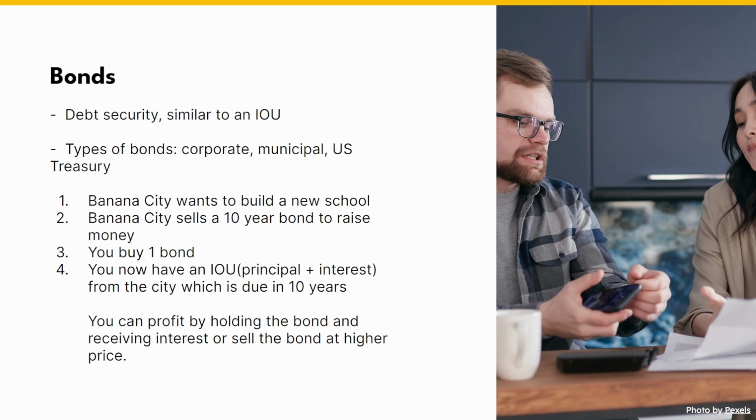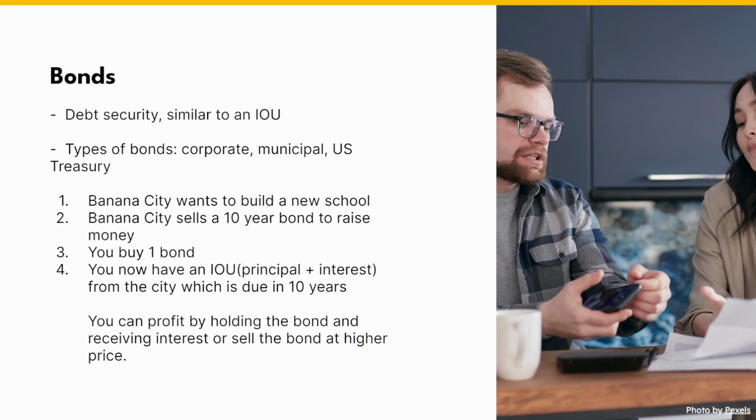Let's discuss what corporate bonds are. Corporate bonds are debt securities issued by private and public corporations. Municipal bonds are debt securities issued by states, cities, counties, and other government entities. And last but not least are US Treasury bonds, which are backed by the credit of the US government, which makes them the safest and most popular investment because they're guaranteed by the US government.